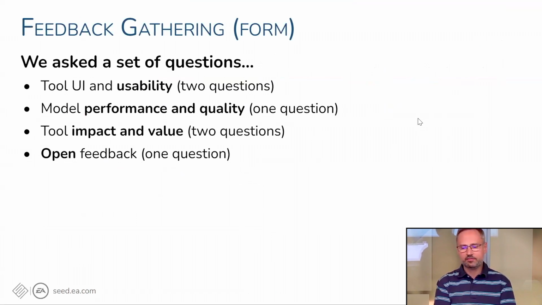So we created a feedback form and asked a set of questions covering tool UI and usability, model quality and performance, and tool value and impact. And we also had an open feedback question for the users of the tool. So if they wanted to say something that wasn't covered in the previous sections and questions of the form, they were able to express themselves and maybe just give additional feedback or more details if they wanted.